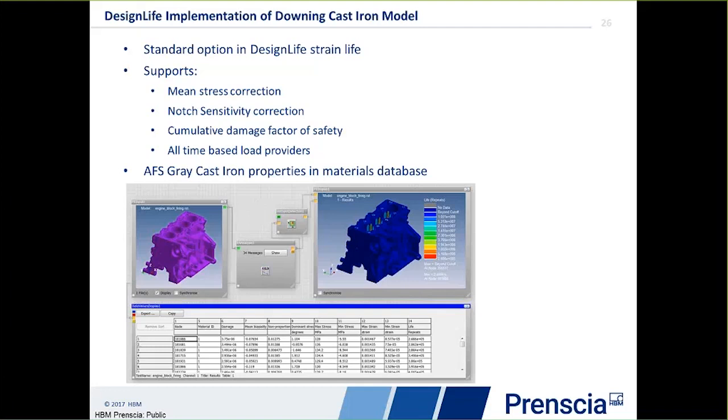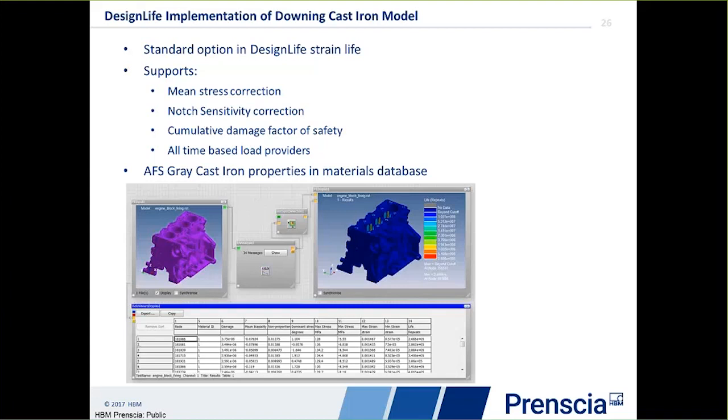However, in July, we'll be releasing the next version, DesignLife 13.1, and there we've actually implemented the critical distance approach as well. It allows you to do the back calcs inside of the engine to calculate these cumulative factor of safety calculations. And again, that's very typical for these long life situations. The model supports all the time-based load providers we have: constant amplitude, time series, time step. In addition, the standard nCode database for DesignLife has the American Foundry Society models for the Downing model for a series of eight different gray cast irons built in.